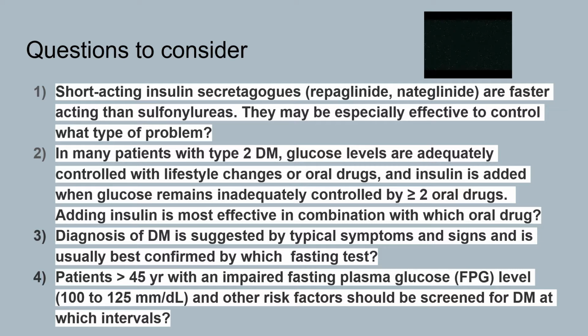Question 3. Diagnosis of diabetes mellitus is suggested by typical symptoms and signs and is usually best confirmed by which fasting test? Question 4. Patients over 45 with an impaired fasting plasma glucose level, which would be 100 to 125, and other risk factors should be screened for diabetes at which interval?